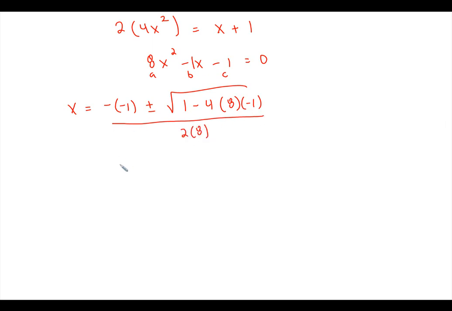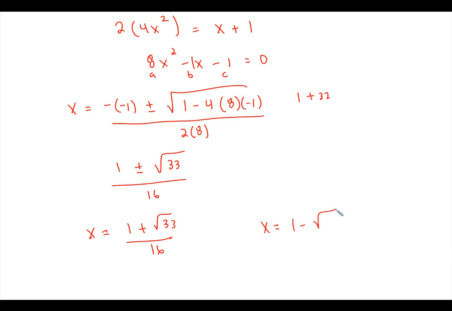All right, so if we work this out, we're going to end up with 1 plus or minus. We've worked this out right here. Basically, inside the radical, we'll get 1, and then that'll give us plus 32. So we get the square root of 33 divided by 16. So basically we have two solutions here, right? We have x is equal to 1 plus square root 33 divided by 16, and x is equal to 1 minus square root 33 divided by 16.